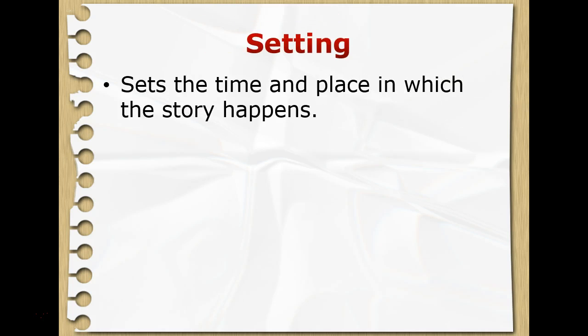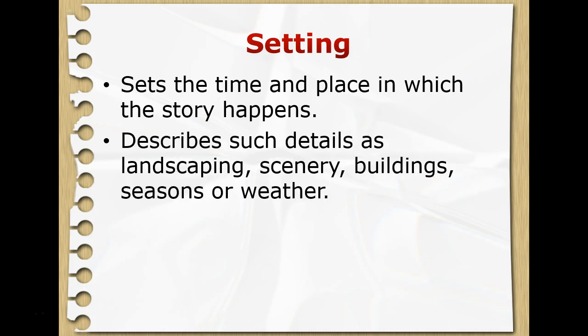Let's start with the setting. The setting is the time and place in which the story happens. Maybe it's set back in the 1900s. Perhaps it's in the daytime, perhaps it's in the nighttime. It also describes such details as landscape, scenery, buildings, season, or weather. Maybe the story takes place in Antarctica.